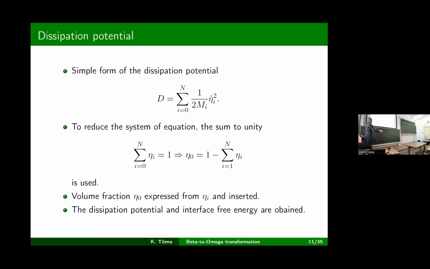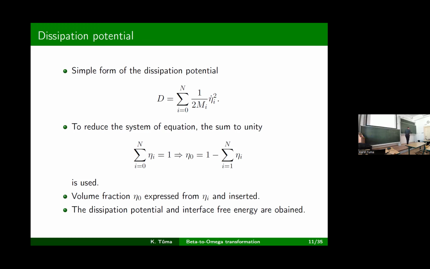So this was the energy. The other thing is the dissipation potential. So in the Ginzburg-Landau model for two phases only, the dissipation potential was just quadratic in the time derivative of the volume fraction. So here we have a sum of the quadratic terms. And what we do first, we reduce the system.